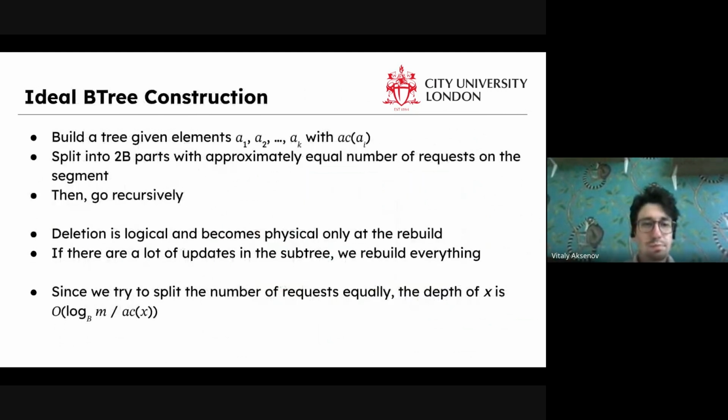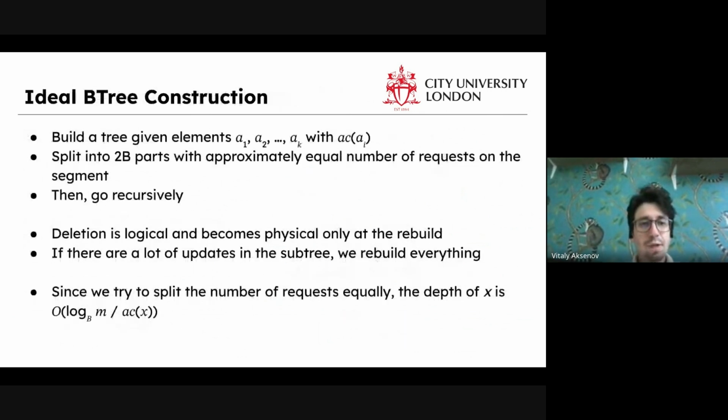The binary tree construction is pretty simple. We get all the elements with the number of accesses, then we split into 2B parts of approximately equal number of requests and go recursively. It's pretty easy to see that the depth of X is expected to be logarithm base B of M divided by the number of requests to an element, because each time we go lower to a child, the number of requests per the whole subtree decreases by B. So we divide M by B several times to get the number of requests per element X.